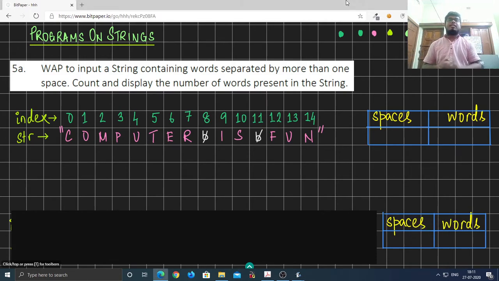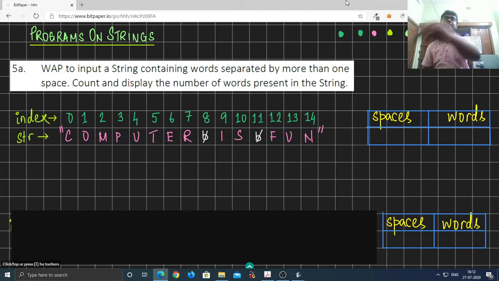Alright, in this video we will count the number of words present in a string where the words are separated by multiple spaces. Now let us first understand solving this problem through a simple example where the words are separated by a single blank space.